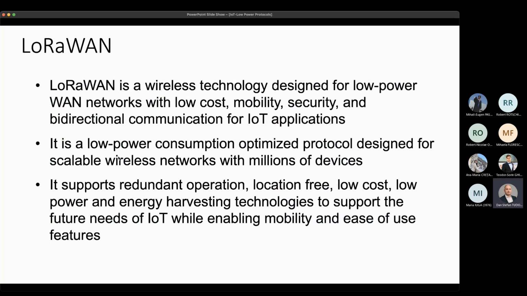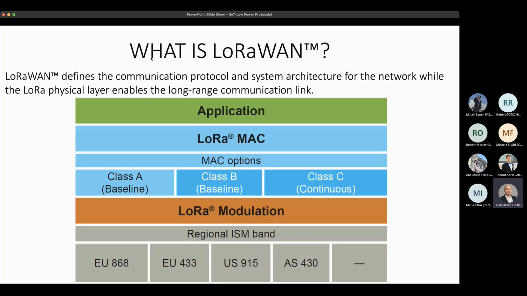LoRa is, I think, the last protocol we're going to talk about today. LoRaWAN is a wireless technology designed for low power, wide area networks, low cost, mobility, security, and bidirectional communication. It's optimized for scalable wireless networks, which can have millions of devices connected to them. You have redundant operations. You're not set on a certain location. It's very low cost and designed to be very low power. It can even employ energy harvesting to power itself.